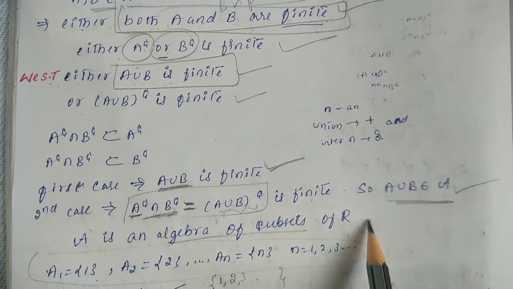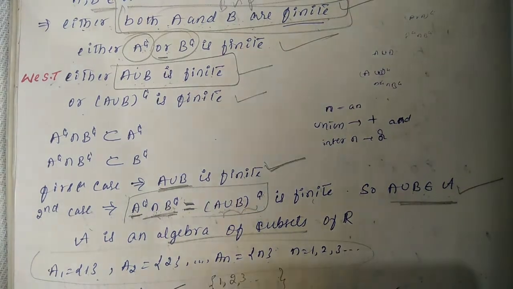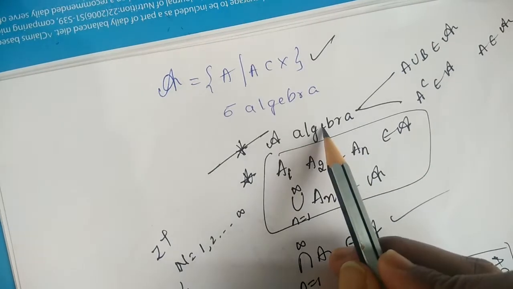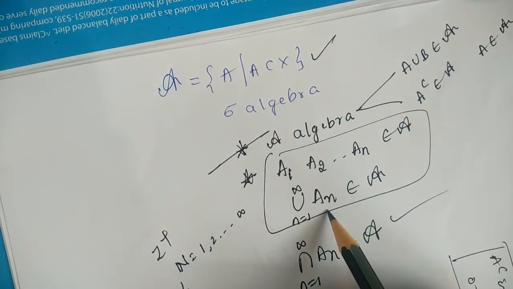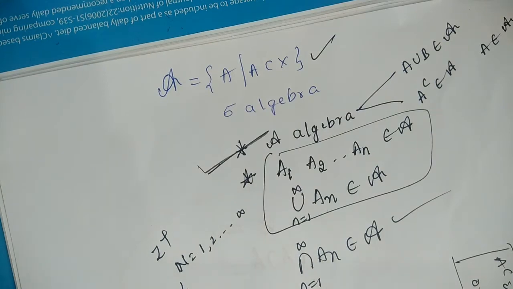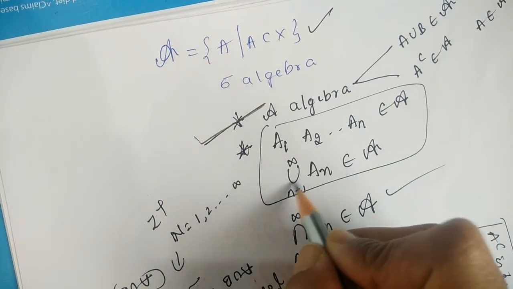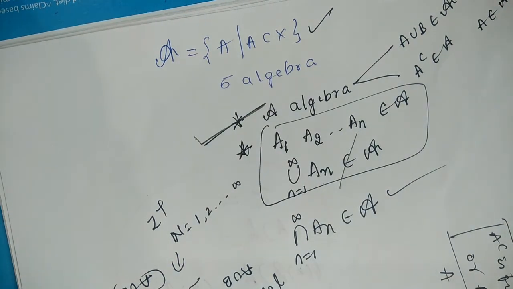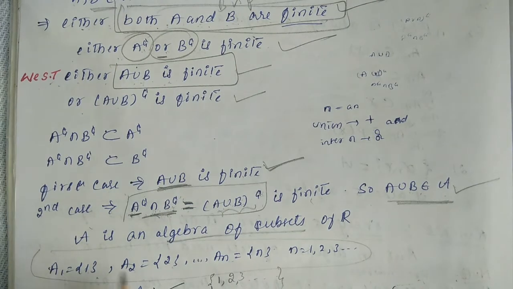Now we show that it is not a sigma algebra of sets. To be a sigma algebra, it must be an algebra and it must be closed under countable union. Here the algebra part clearly holds. So we now show that a countable union does not belong to the collection, then it becomes not a sigma algebra. For that, consider A1, A2, ..., An.